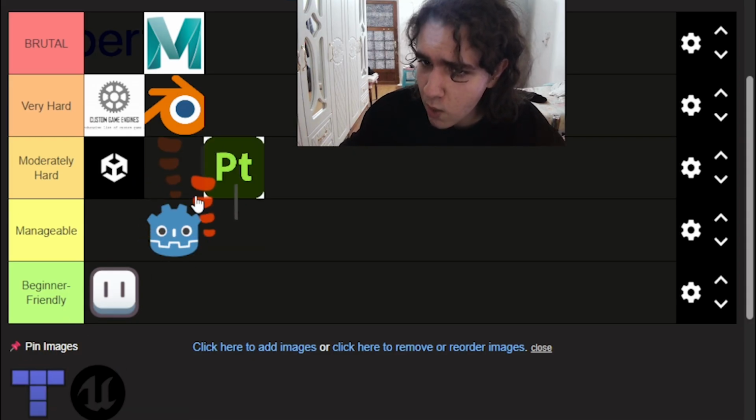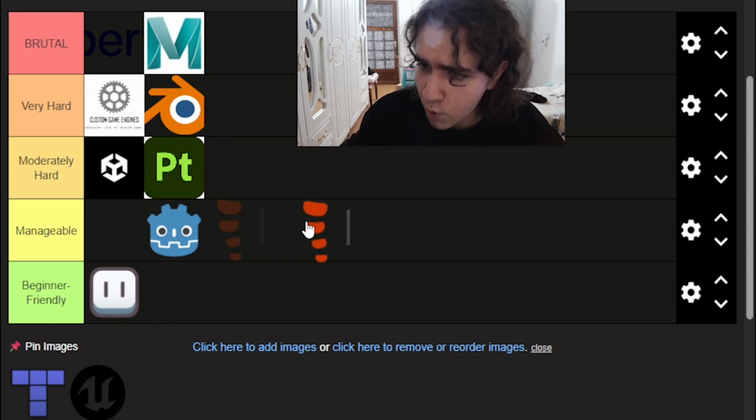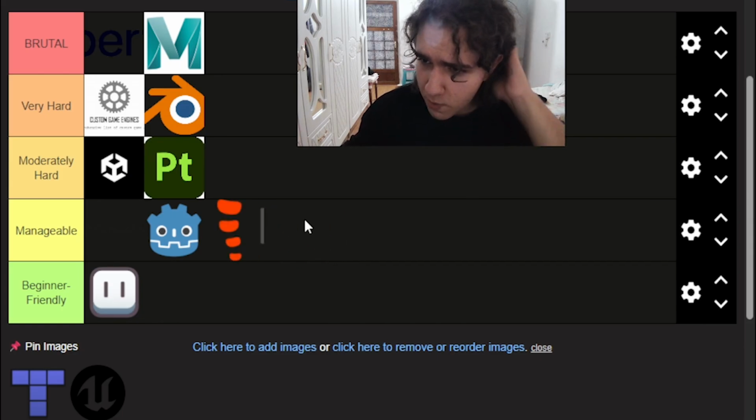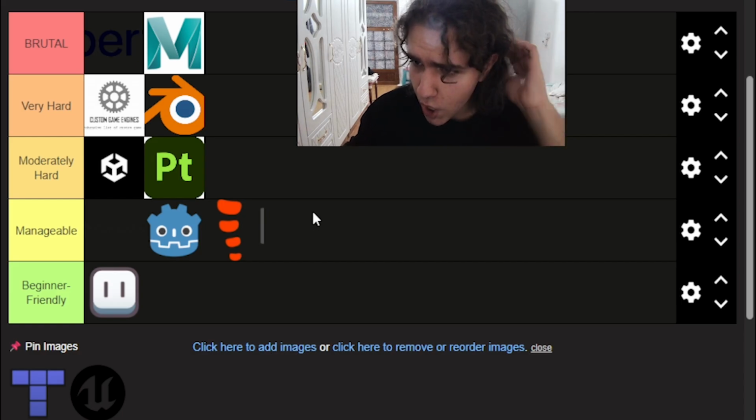Spine 2D, I would call this manageable too. Spine 2D might frustrate many people because many people want to do skeletal animation inside the engines, not in a different program. So it's just like Houdini.